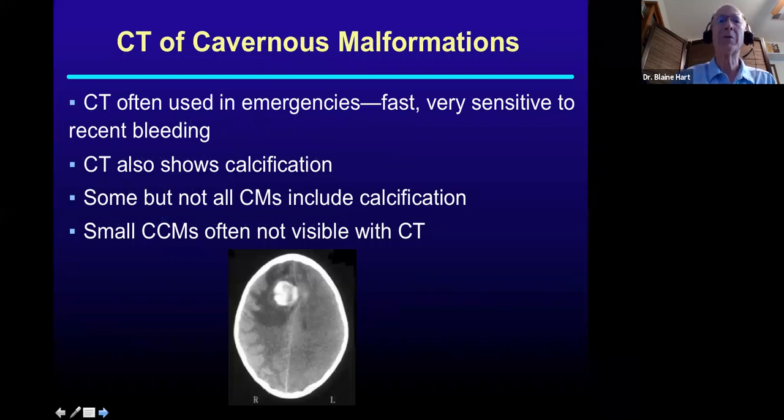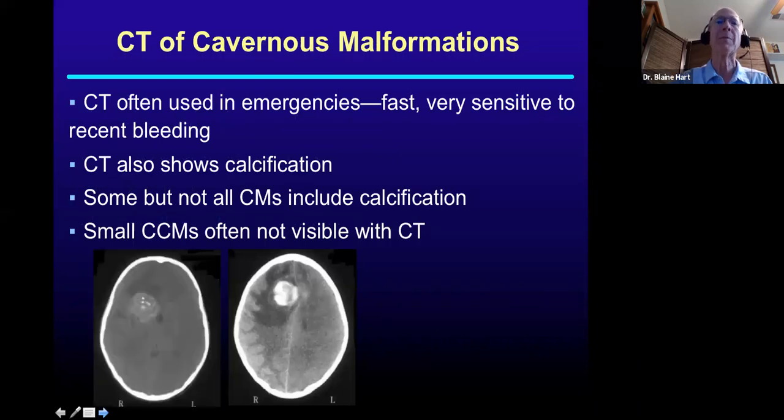This is an example of a CT scan. The round white area in the middle of the brain is a large hemorrhage. That can be caused by a number of reasons. You would have no way of knowing from the CT scan alone that there's a cavernous malformation underlying this.